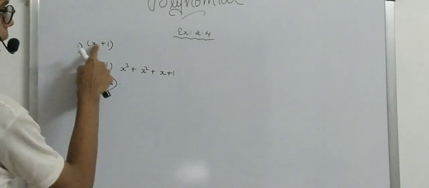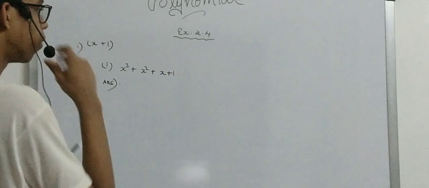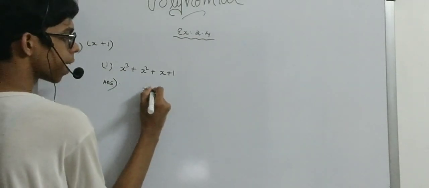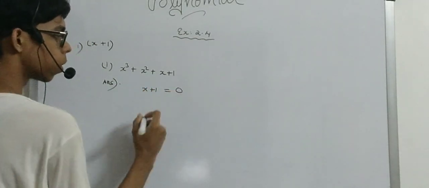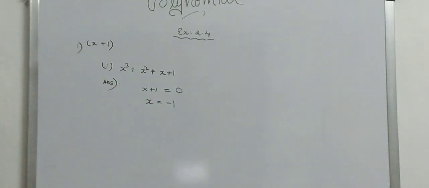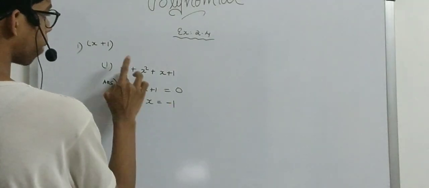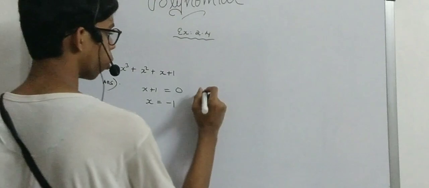We have to show that x plus 1 is the factor. So first of all, what should we do? We take this x plus 1 and equate it to 0. So from here we will be getting x is equal to minus 1. Now what should we do? Substitute this minus 1 in the given polynomial.